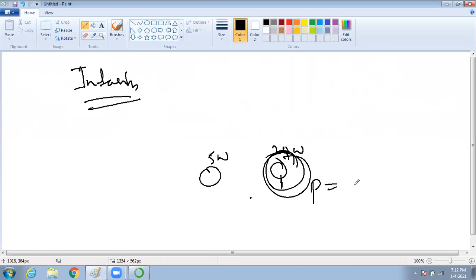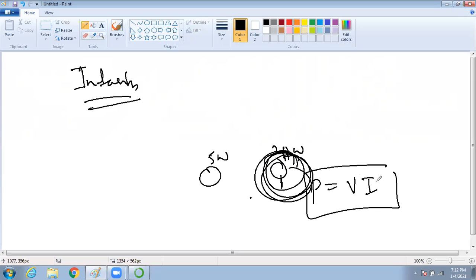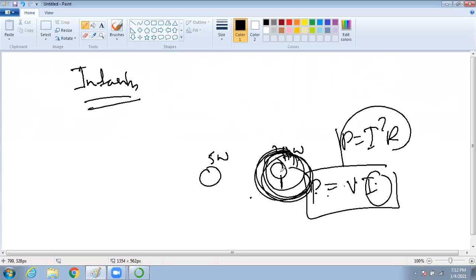Power is a function of V into I, or you can put I square R, any formula. The one having higher power will consume more current. That means the one having a higher power will have higher intensity. So what is intensity given by? Intensity is given by 2 pi square A square f square rho into V. Understood? Pi is a constant. What is A?